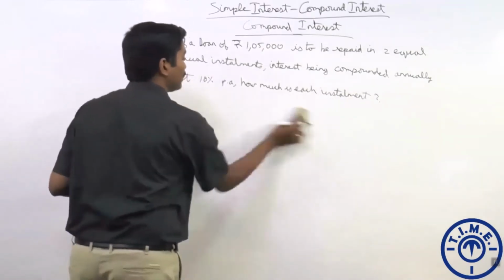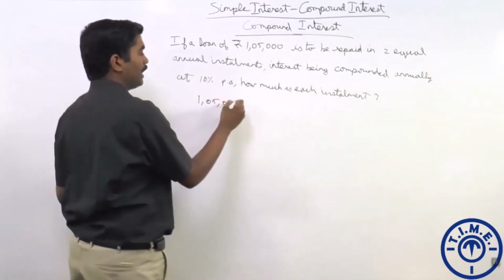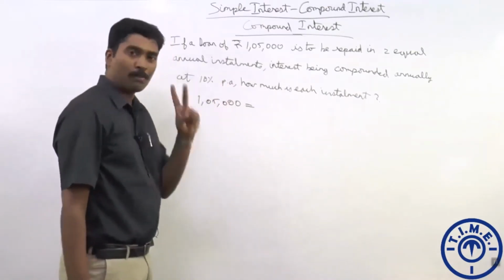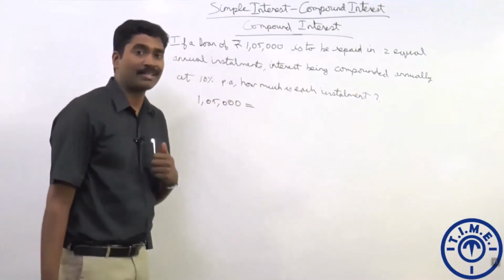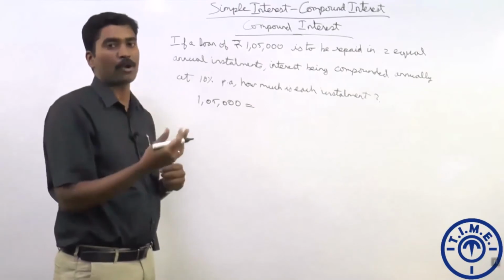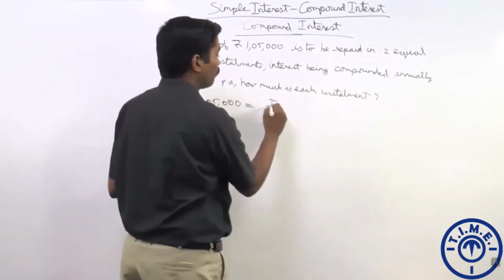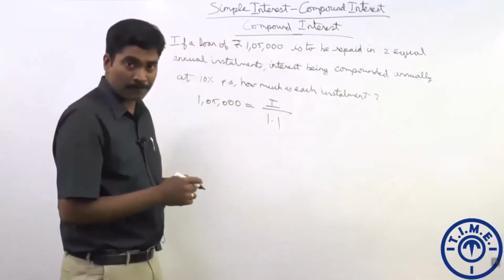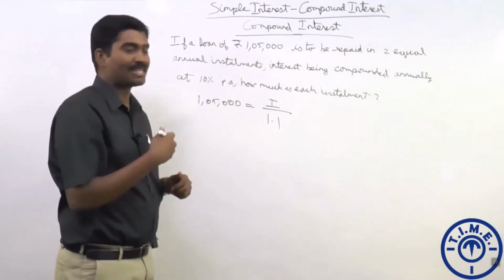So let's think like the money lender. He says, I lend you 1,05,000 rupees today. Now, you're going to pay me 2 installments, of which 1 installment I'm going to receive after 1 year, right? Now, if I pay you the money today, at the end of 1 year, I expect I into 1.1. But you're paying me 1 year later. You're paying me an amount I 1 year later. Therefore, today its worth is only I by 1.1. From now to the future, multiply by 1.1. From the future back to the present, divide by 1.1.